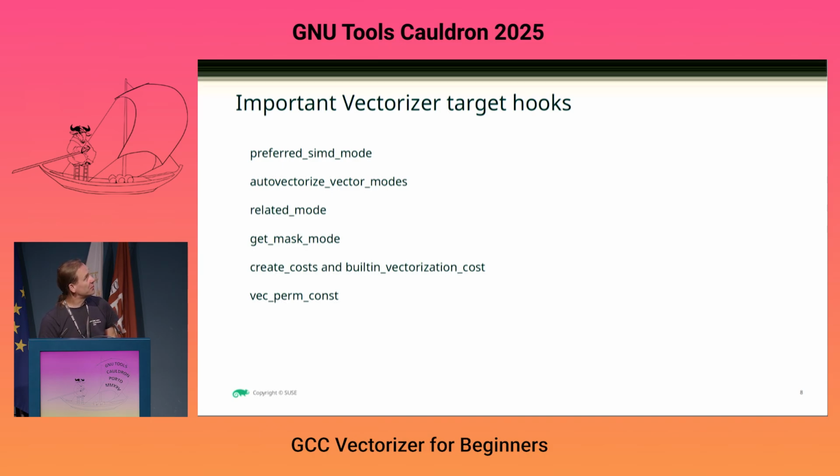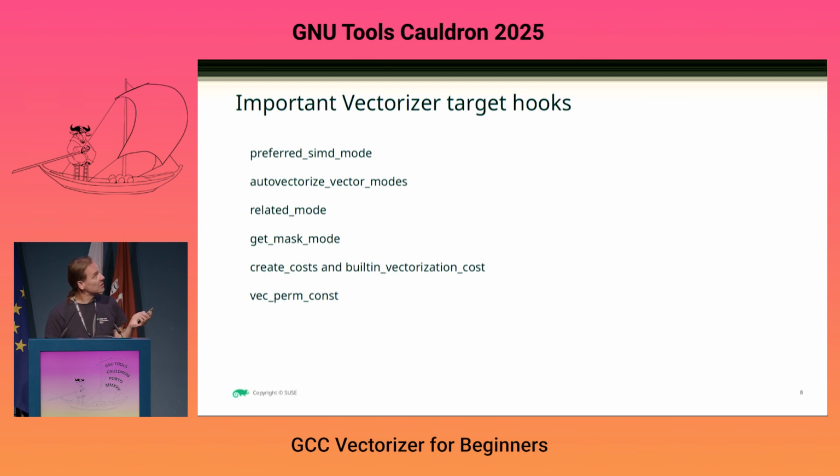And likewise, the preferred mode is basically the first one the vectorizer will try when vectorizing, which for a simple target with just a single vector ISA is just the single vector mode. So in these cases, the default implementation would work just fine.